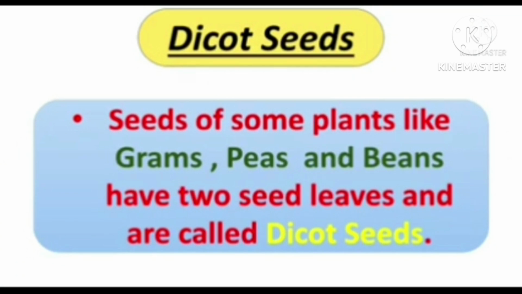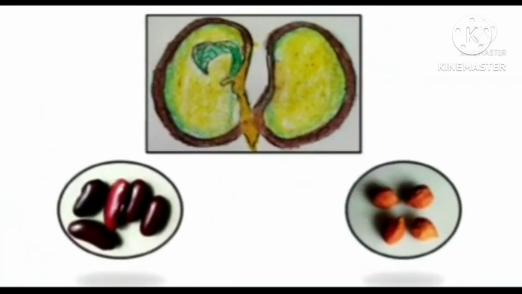Two cotyledons will be there. If you split open the bean, then you can find the two leaves. Those are called dicot leaves. Here you can see the beans or the pulse. If you just cut open the seed, you will find two seed leaves. Inside there will be an embryo and it will be taken care of by the seed leaves. You can see here there are two leaves, isn't it?